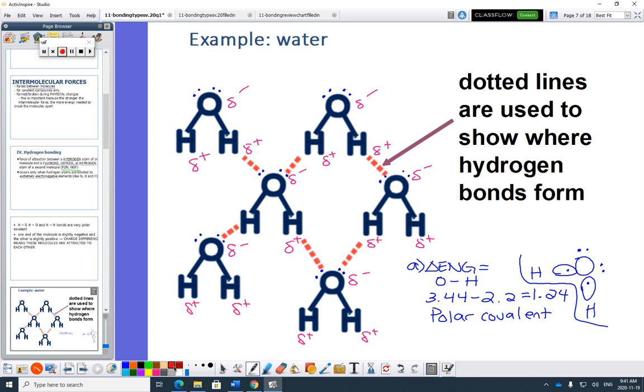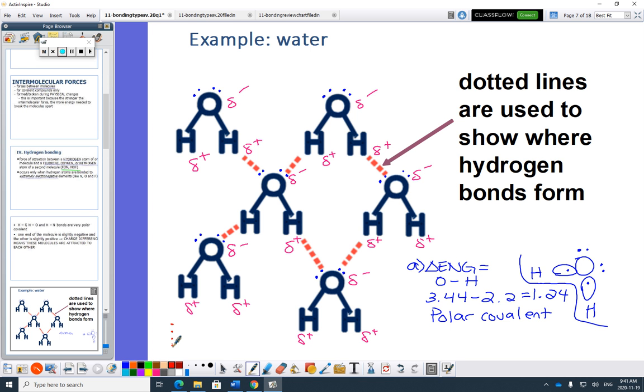So how do we show that strength? We use a solid line. The dotted lines are used to show where hydrogen bonds form. You could use dotted lines for any of the intermolecular forces if you had to draw the picture, because they're a little bit weaker. So how do we show they're weaker? Broken lines, right? Dashes. Some people draw them like circles. It doesn't really matter. They just have to be broken, not solid, okay?